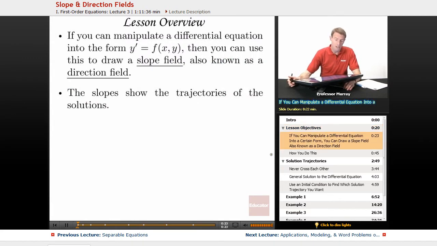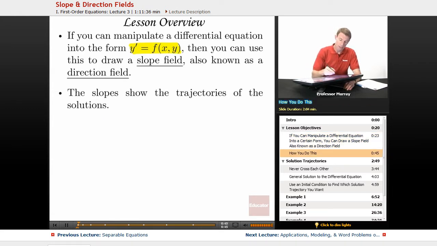The idea is that if you can manipulate a differential equation into this form right here, where you have y prime equal to some function in terms of x and y, then you can use that form to draw what's called a slope field. And like I said, that's the same as a direction field.